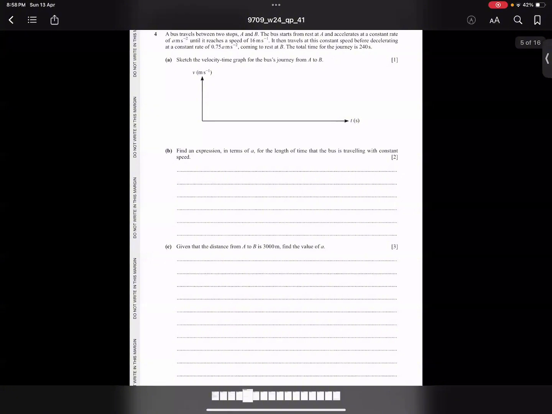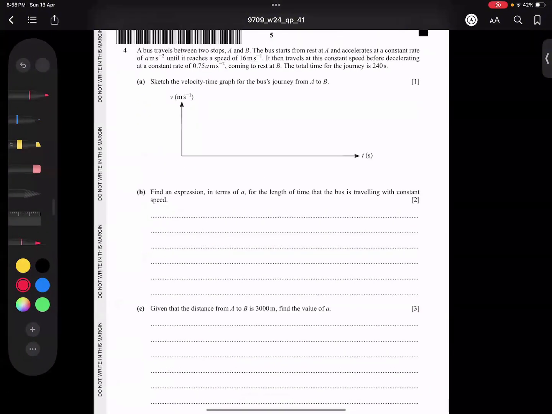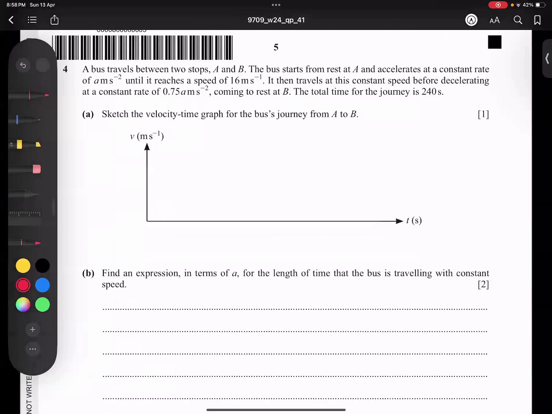Question number 4 we have. A bus travels between two stops, A and B. The bus starts from rest at A and accelerates at a constant rate of acceleration A. So if I make this diagram, you can understand from here, this acceleration is A. It reaches a speed of 16, so the maximum speed here is 16.